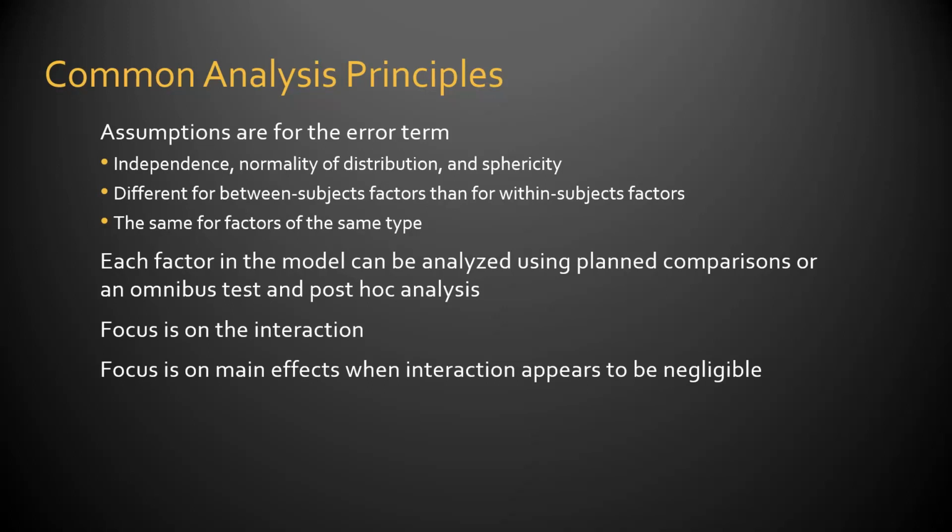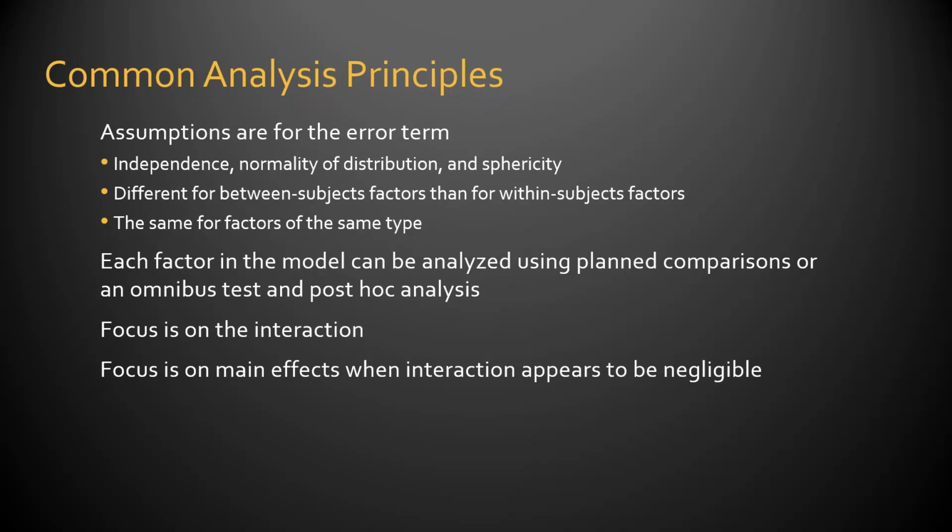So the first thing is that the assumptions that we make, that is the conditions that are necessary in order to make valid inferences, are for the error term or the residual. For the residuals, we need them to be independent of one another, and we achieve that by making sure that our participants are independent of one another. We need the residuals to be normally distributed. We typically look for a normal distribution using a QQ plot. And then we need sphericity.